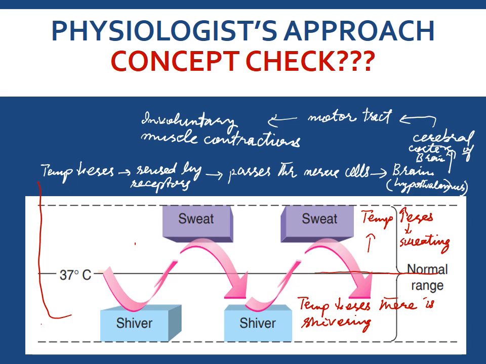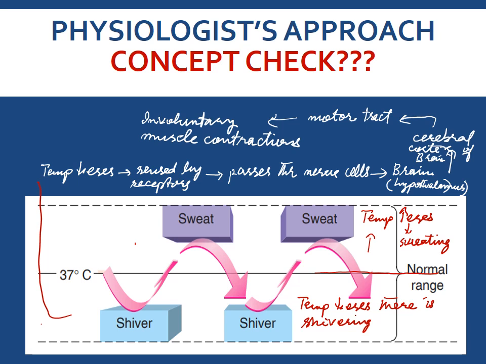So why do we shiver when there is cold? The simplest answer is to produce heat. Every layman knows that when there is cold, there is shivering, and when there is shivering, there are involuntary contractions of different body parts.